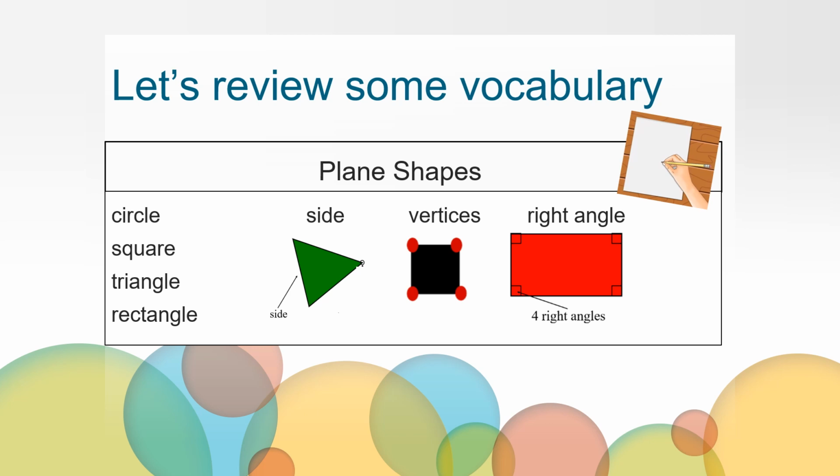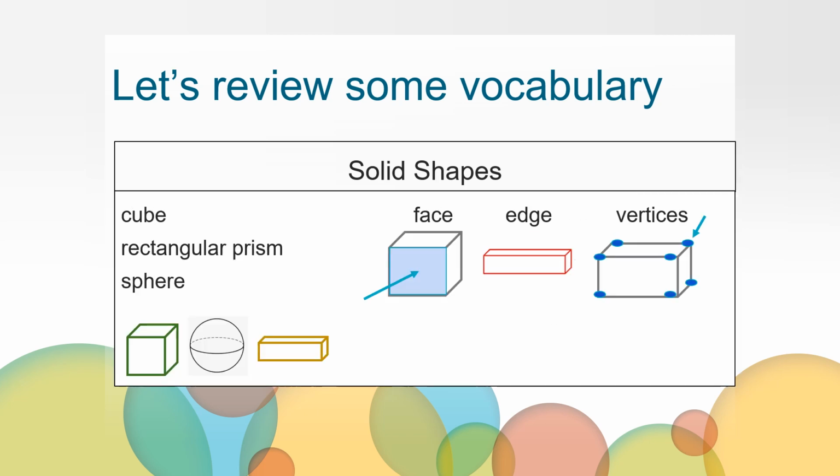All right, let's move on to our next vocabulary. Here is some more important vocabulary. This is called a word bank. It is a box full of important words that describe solid shapes. Let's start on the left side of the screen. Can you match the picture with the name of the solid shape? The words are cube, rectangular prism, and sphere.